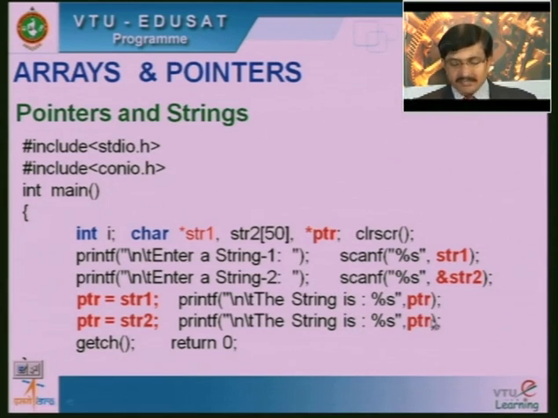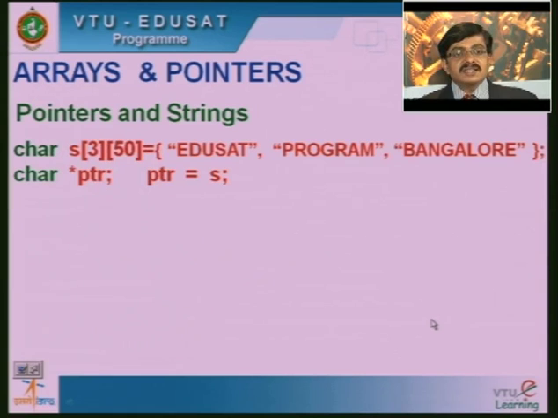Now consider the two-dimensional array of characters here, s of 3 by 50. So we have here three strings: edusat, program, Bangalore. Each row corresponds to one particular string. Each row is again a one-dimensional array here. So s of 0 is edusat, s of 1 is program, and s of 2 is Bangalore.